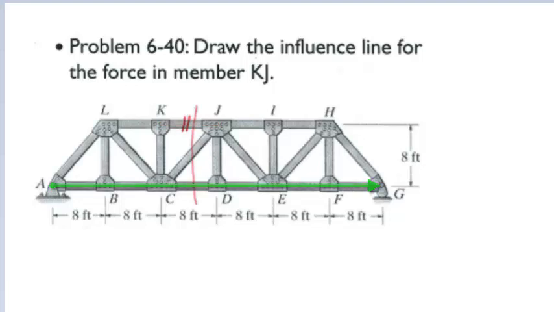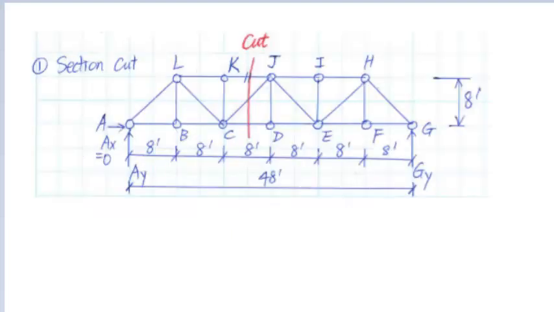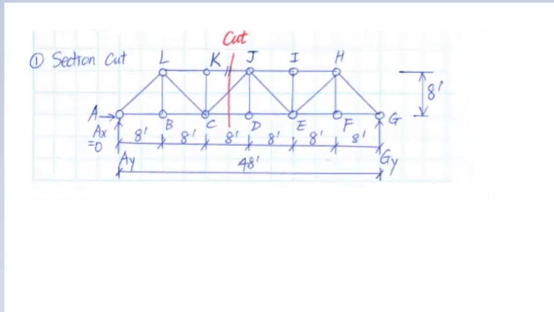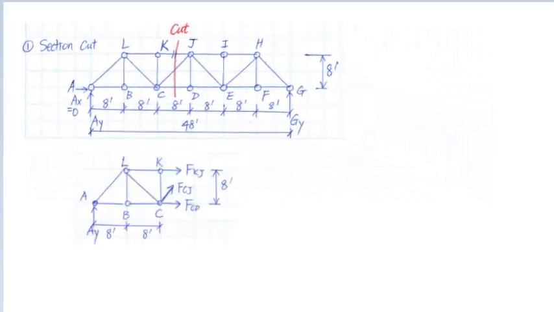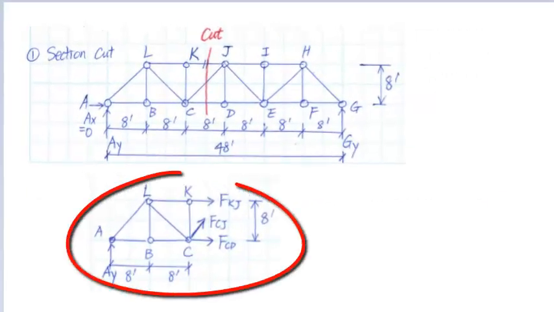The method of sections will be used to determine the member forces in the truss. First, we need to do a section cut passing through the member Kj. The cut should pass no more than 3 unknown members. We will take the left part of the truss and draw the free body diagram.